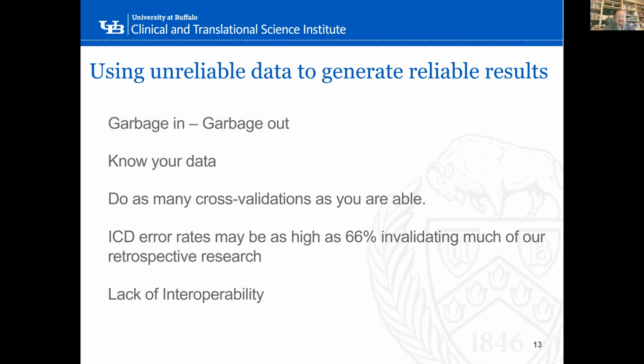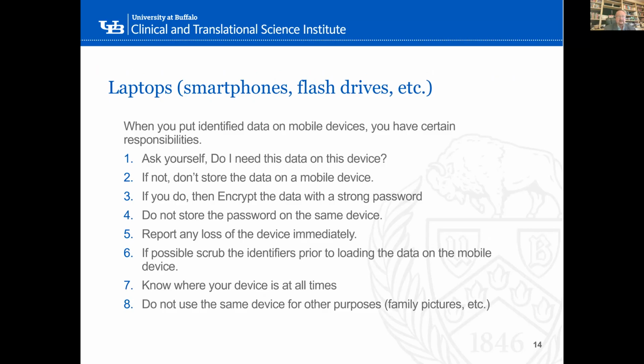So ICD error rates are very high, and there's a lack of interoperability in the way that we store data between data systems. Often people are getting data now from EHR companies, and they won't give you the data schemas or how they handled it or the data provenance, which is everything that happened to the data from start to finish. And that makes it hard for people, at least for me, to trust the data.